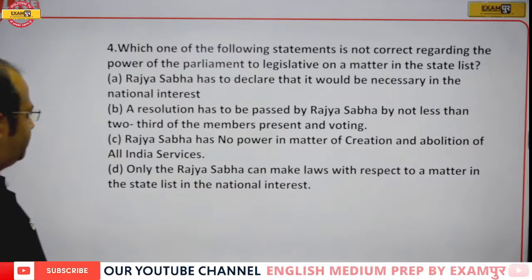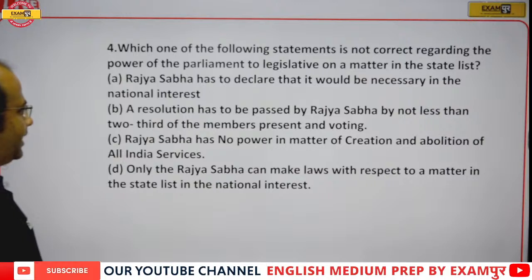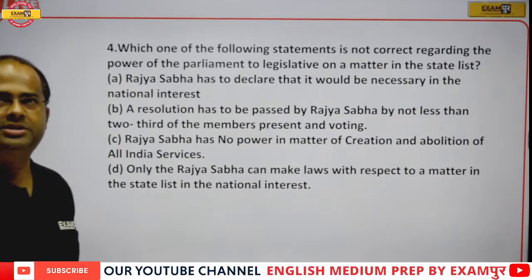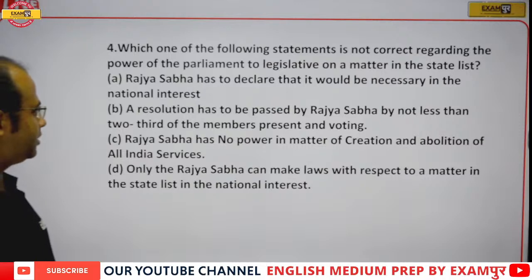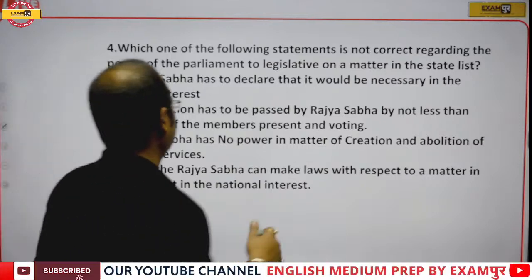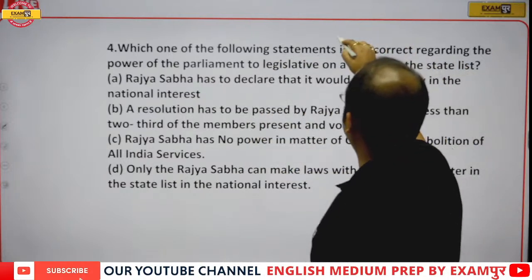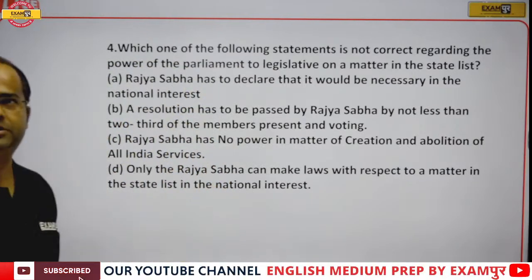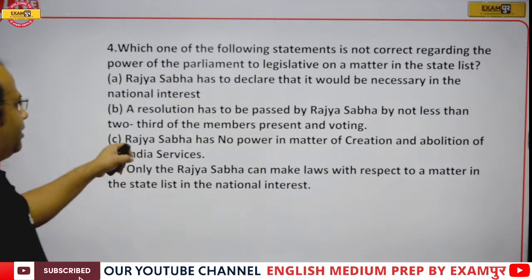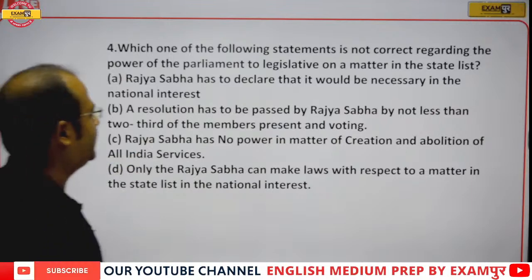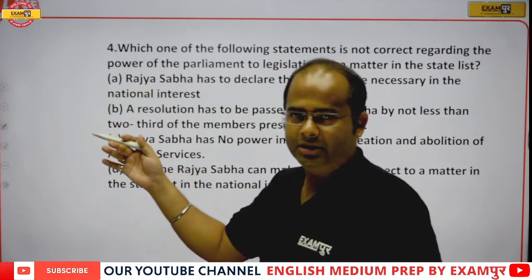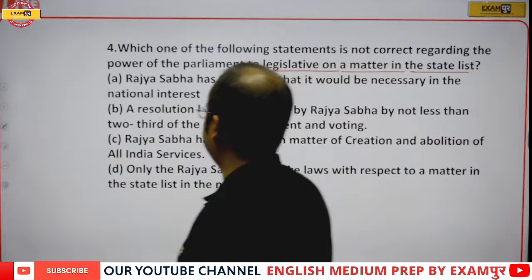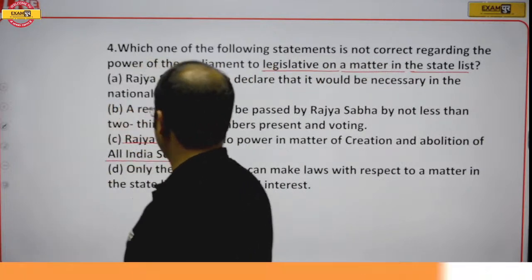So guys, there is some mistake in the option C. Only Rajya Sabha can make laws with the respect to matter in the state list in the national interest. So guys, this statement, option C, is not suiting the third statement. This option C is not suiting the question. So please remove this question, because option C is different and option D is different. So option C and option D, guys, they are not in the concern actually, because here it is the matter of creation and abolition of all India service, and all India service actually comes under the union list, and this is to legislate the matter on state list, and option C is discussing about all India service. So please remove this question.